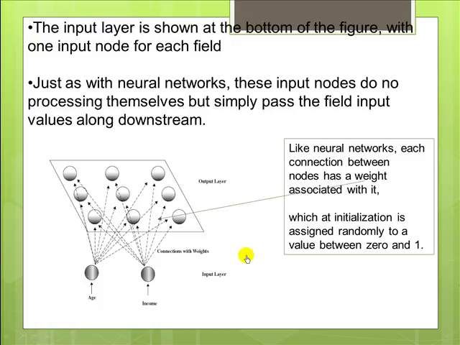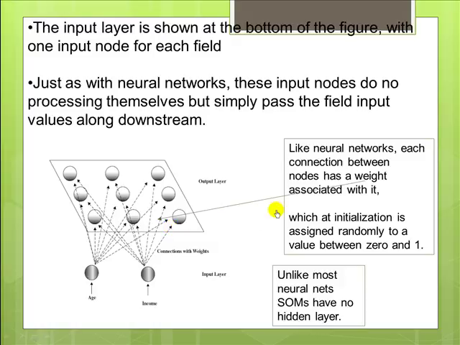Like neural networks, each connection between nodes has a weight associated with it, right? So this line here has a weight, this line here has a weight, which at initialization is assigned randomly to a value between 0 and 1. So we saw that similar before. Unlike most neural nets, SOMs have no hidden layer.